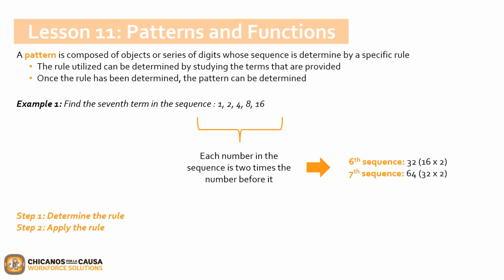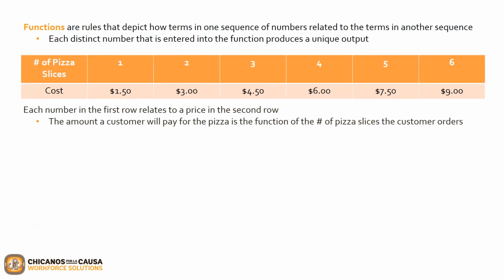Functions are rules that depict how terms in one sequence of numbers relate to the terms in another sequence. Each distinct number that is entered into the function produces a unique output. Each number in the first row relates to the price in the second row in this particular chart. If you're looking at the chart that we have provided, we have 2 different rows and 7 columns. The 2 things that we're comparing are the number of pizza slices and the cost.